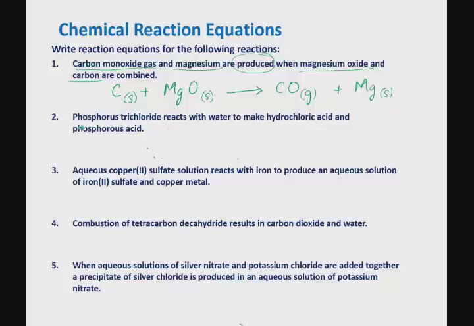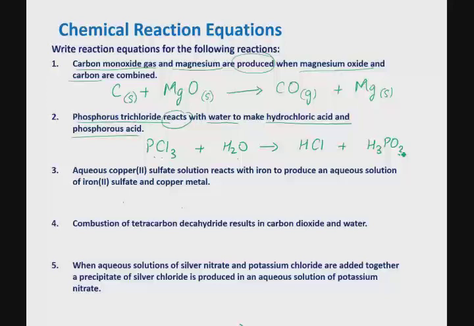Phosphorus trichloride reacts with water to make hydrochloric acid and phosphoric acid. So phosphorus trichloride, PCl3, plus H2O makes HCl plus H3PO3. Now, I cannot emphasize enough the importance of being able to write the chemical formulas correctly from the names of these substances. Guys, if you can't do that, you will not be able to do the problems in this chapter.